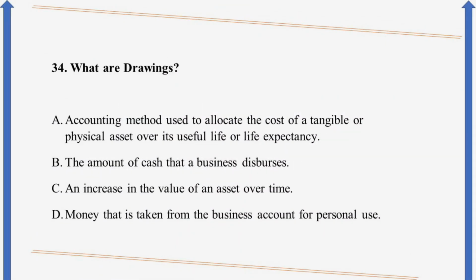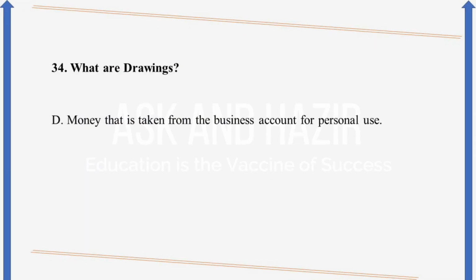34. What are drawings? Accounting method used to allocate the cost of a tangible or physical asset over its useful life or life expectancy. The amount of cash that a business disperses. An increase in the value of an asset over time. Money that is taken from the business account for personal use. Answer, D. Money that is taken from the business account for personal use.